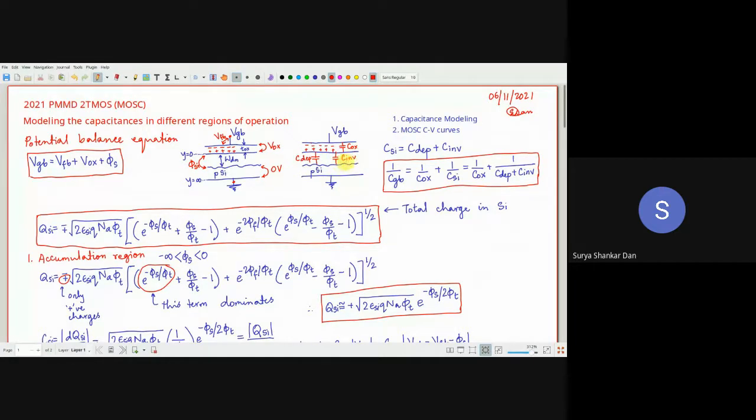We will look into it like this: the inversion charges are simply adding up to the negative charges inside the semiconductor. Then the total silicon capacitance will be simply, look, these are in parallel, C dep and C inversion are in parallel, so they are simply added. COX is in series with the C silicon. Therefore, this is a parallel combination. Okay, so this is the capacitance relation.